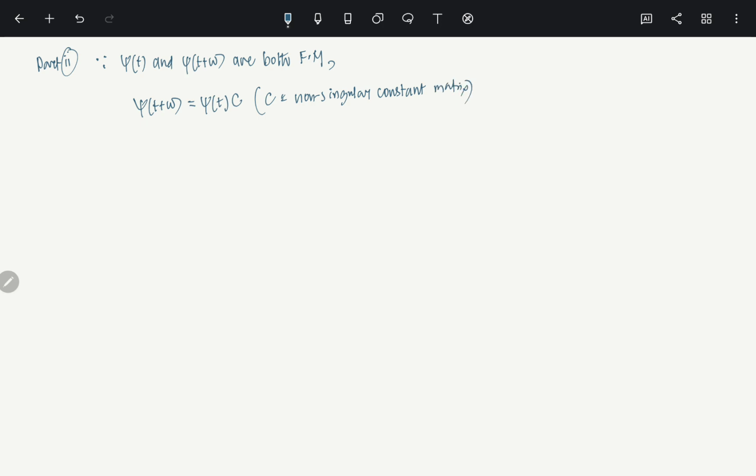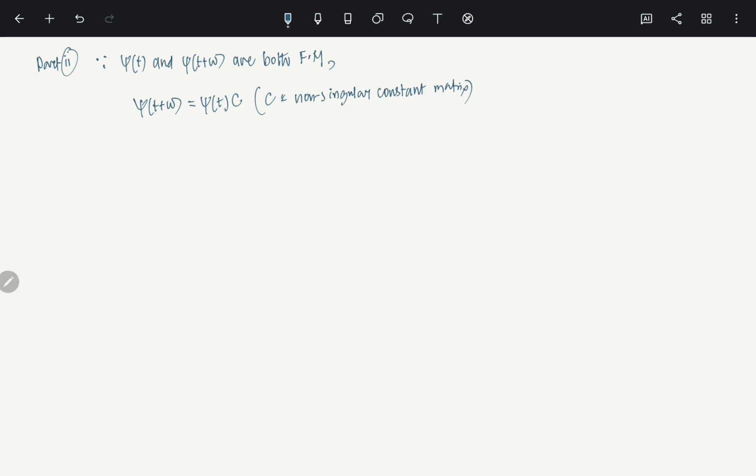Is this okay? Please remember this. We proved when we talked about fundamental matrices that if phi is a fundamental matrix, then phi of t times C is also a fundamental matrix, where C is a non-singular constant matrix. And we also showed that any fundamental matrix will look like phi of t times C. There is no other way. So since phi of t plus W is a fundamental matrix, phi of t plus W can be written as phi of t times C.